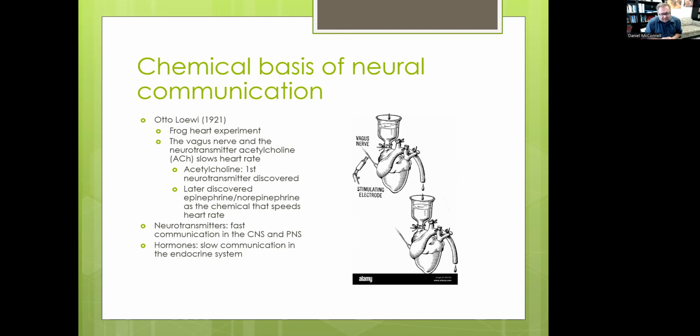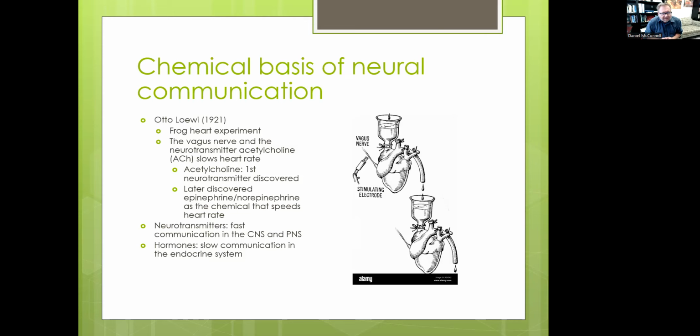In one preparation that he set up here, the frog heart is beating, and he stimulates the vagus nerve using an electrode, which will slow down the heart rate of this particular beating heart, right? He collects the secretions from this heart and transfers those secretions to a second heart, and notices that the second heart slows down as well, right?